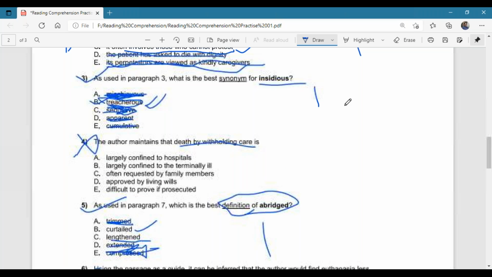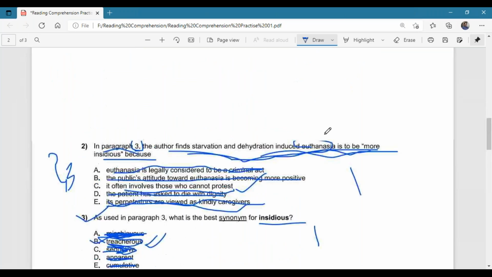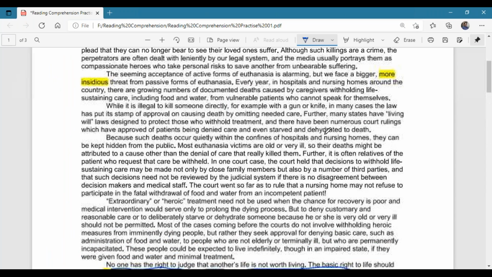Are you able to identify the answer for question number 4? See here.